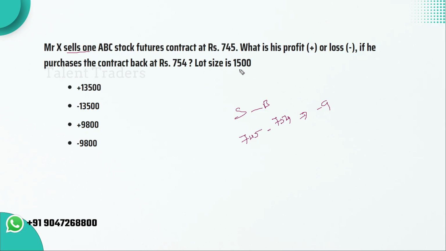So lot size is 1500. So you can go with minus 9 into 1500, and you will get the answer. If you use sell minus buy, you will easily get minus 13,500 as the right answer for this one. I hope you understood.